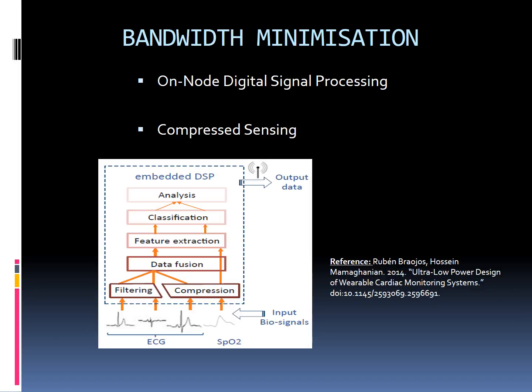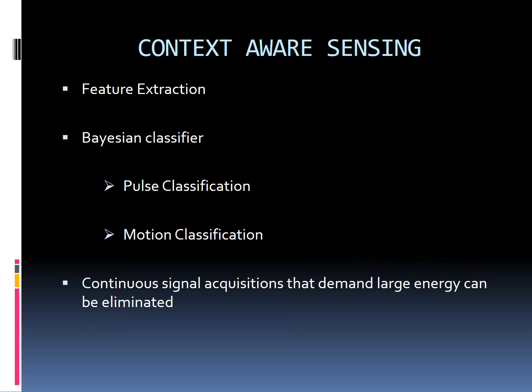Bandwidth minimization can also be performed by initially compressing the physiological signals, transmitting it through the wireless link, and later reconstructing the signals back on the receiver end by using a compressed sensing decoder. Continuous signal acquisitions that demand large energy can be eliminated by using context-aware sensing methods, in which the physiological sensors can be activated and deactivated based on the monitoring requirements.